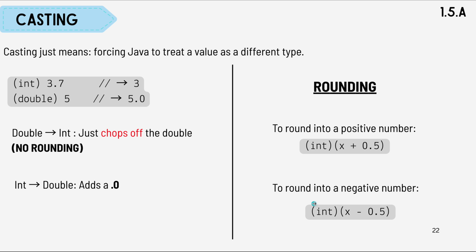Now if I want to round it, then rounding to a positive number would be change it to an int, and then the variable itself, like say x was equal to 5.6, so I put x plus 0.5 will give me, rounding up will give me 7. If I'm rounding it down or to a negative number, it will give me negative 6, actually, sorry.